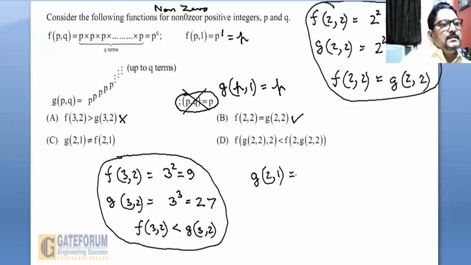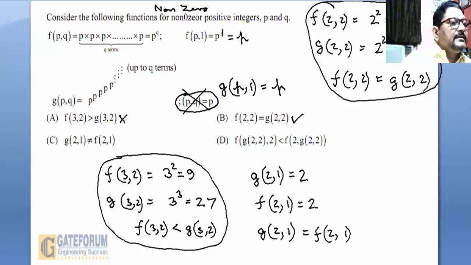G21 is nothing but 2 placed once only. So 2 to the power 2 only. So G21 is 2. Now what is F21? Now F21 will be also 2. So we find that G21 is equal to F21. But then it has been said it's not equal to, which is entirely false. So this is also wrong.